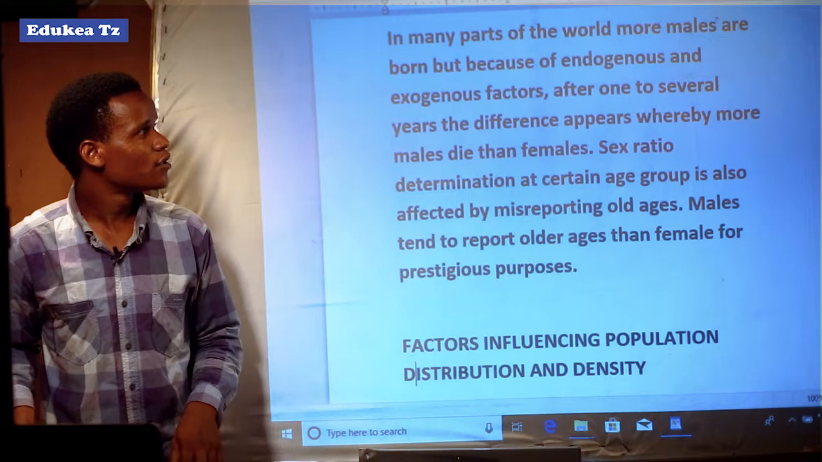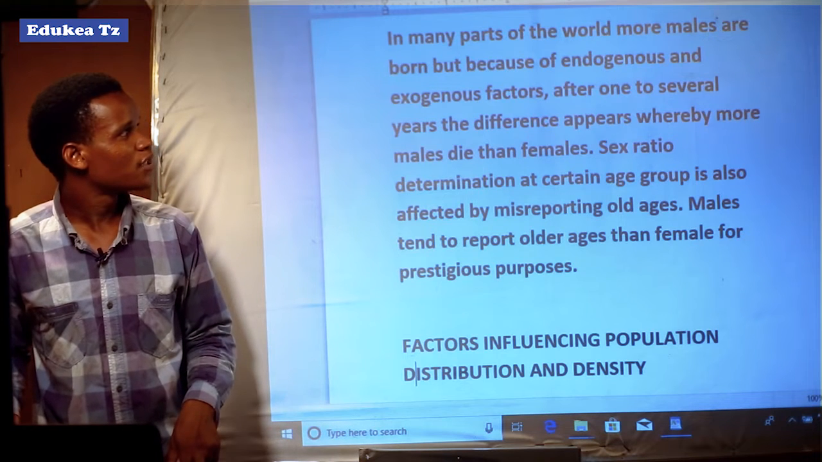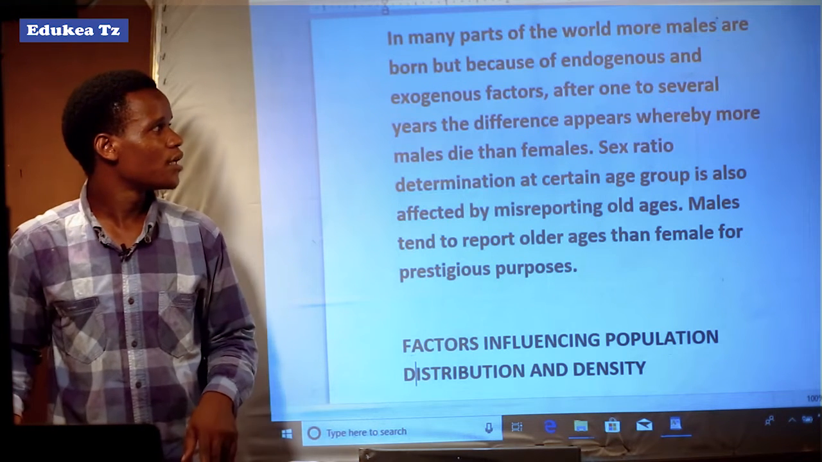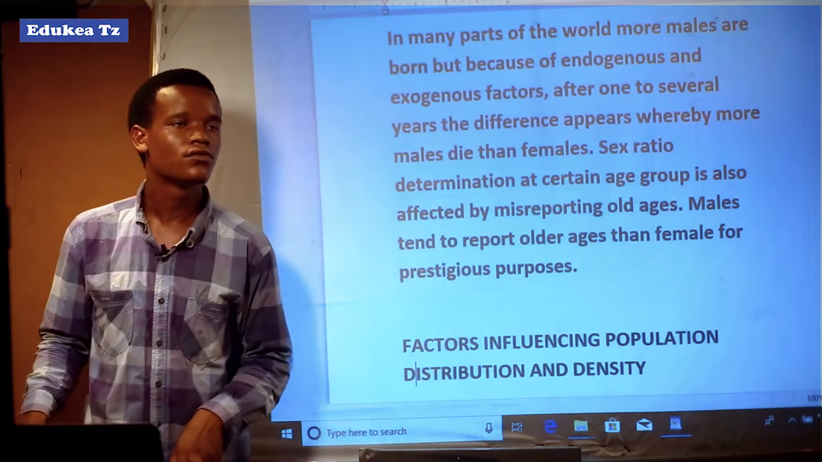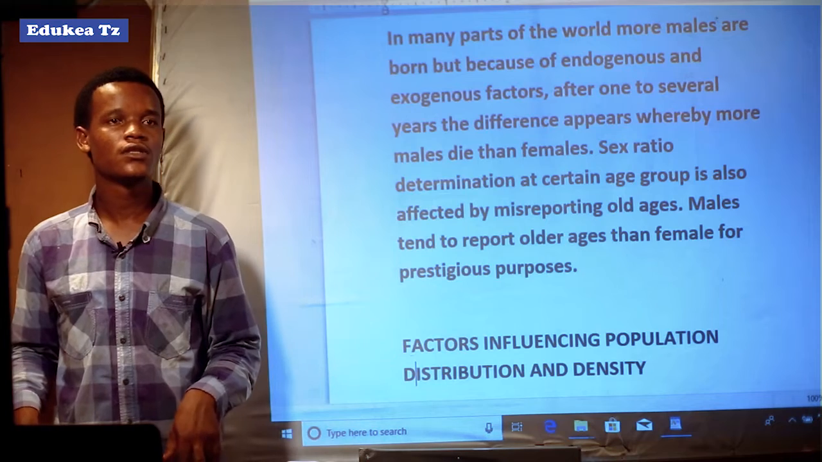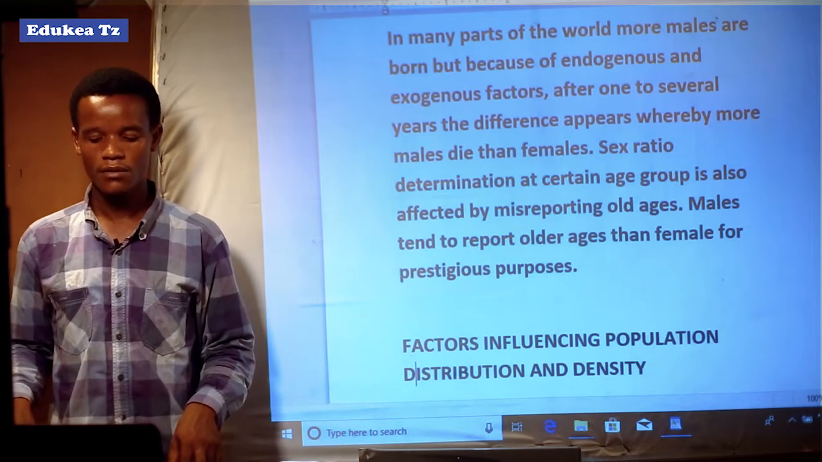In many parts of the world, more males are born, but because of endogenic and exogenic factors, after 1 to several. Now we are going to see what are those reasons that lead to the distribution of the population.